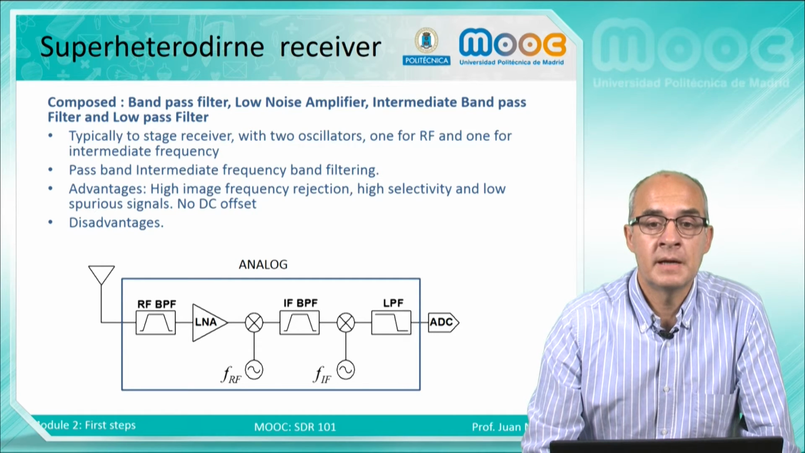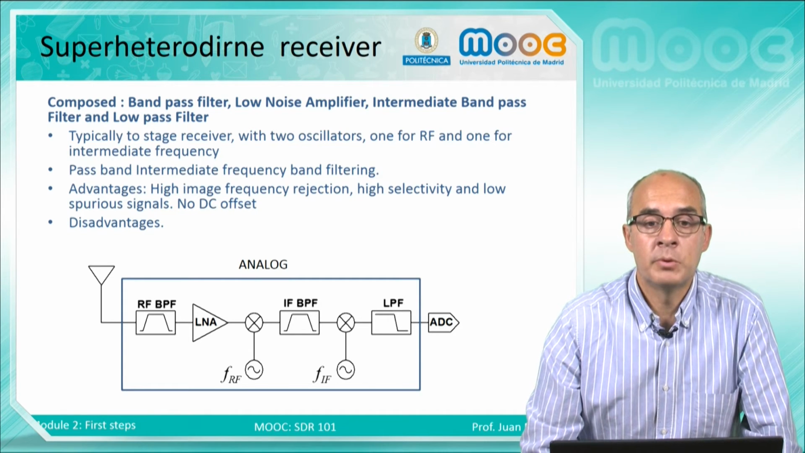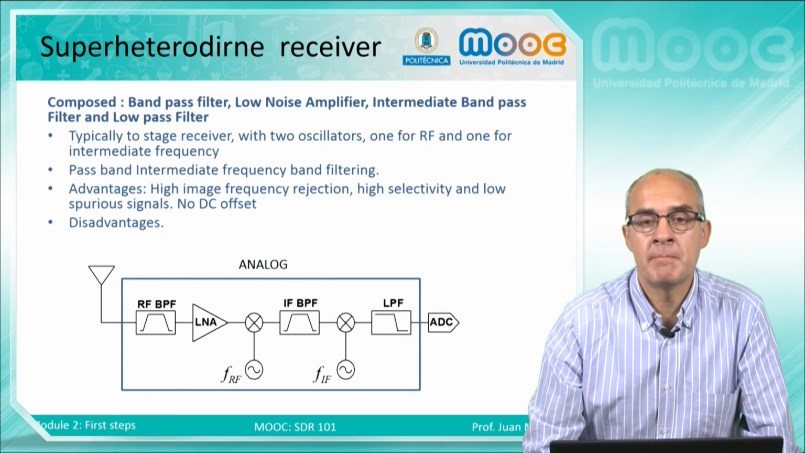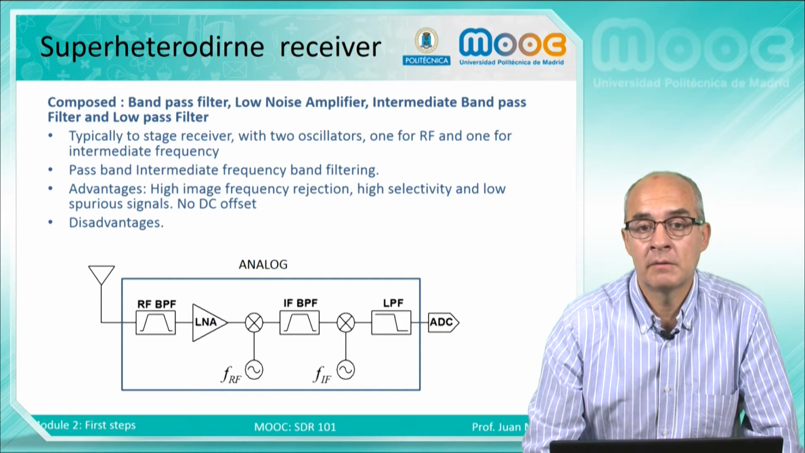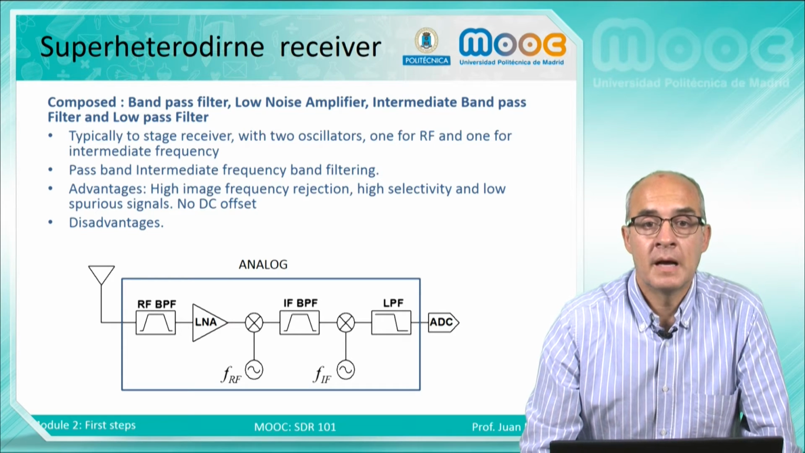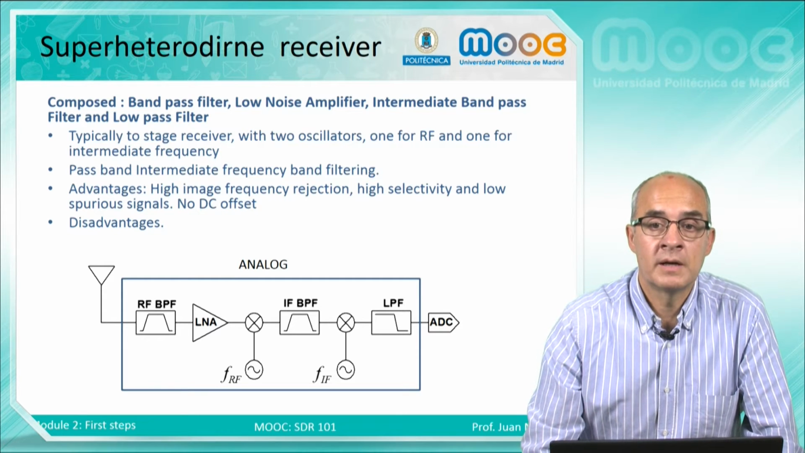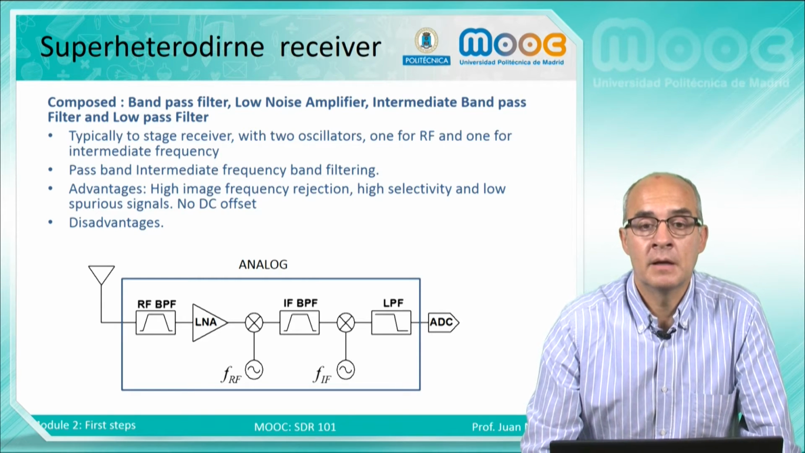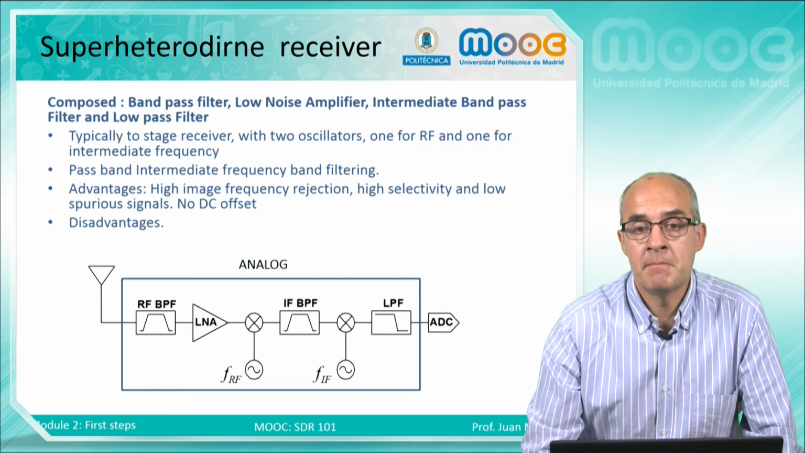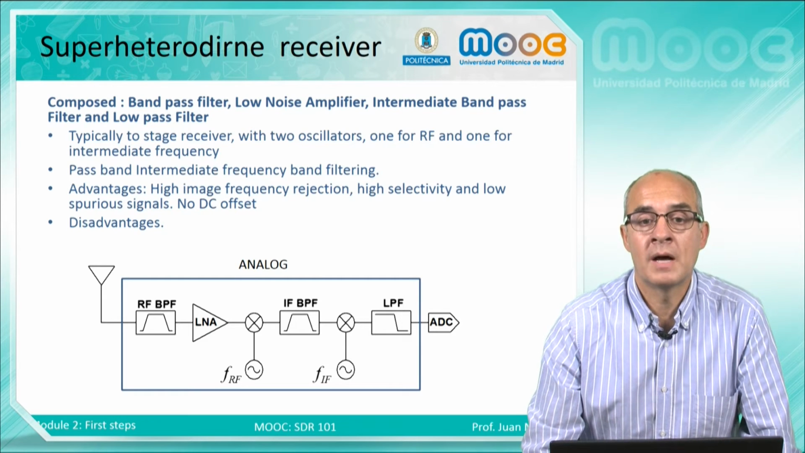The super heterodyne receiver has a lot of analog parts. It's composed of a bandpass filter, low noise amplifier, intermediate bandpass filter, and low pass filter. This is the classical architecture of the traditional receivers, and normally it has two local oscillators, one for the RF and one for the intermediate frequency, and several filters. The most important is the bandpass filter located in the middle of the receiver, and this filter selects the bandwidth that the system is able to handle.